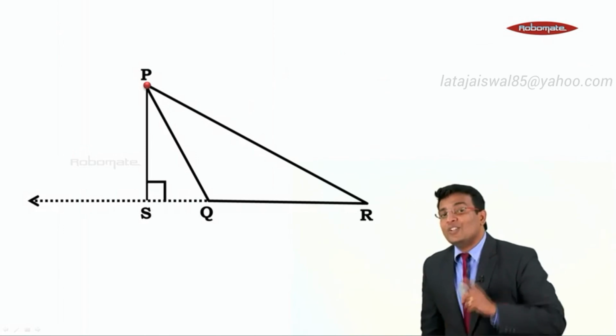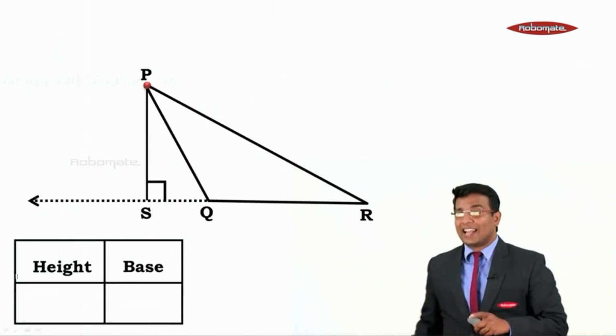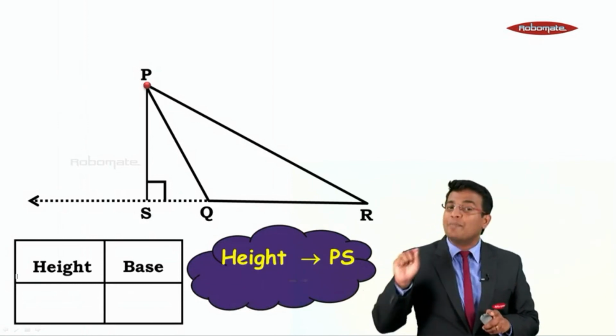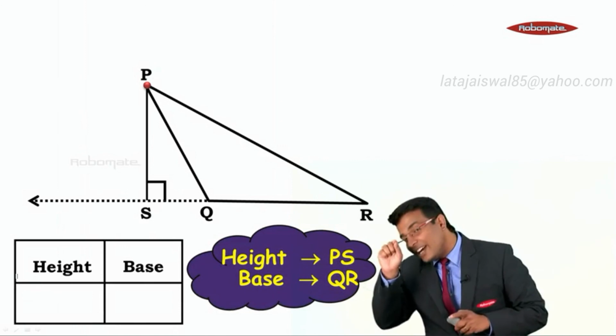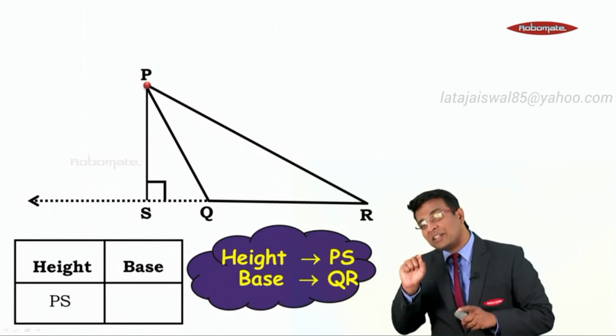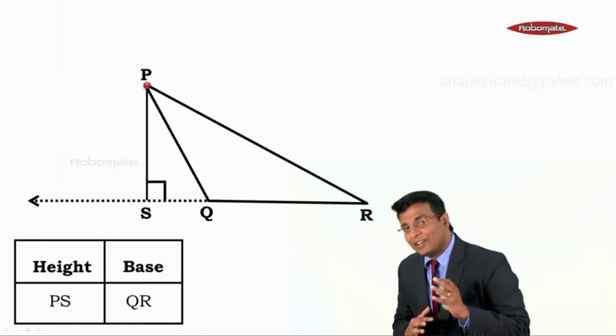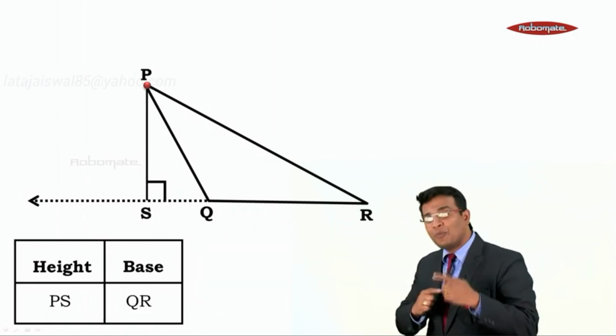Is this clear to everybody? So now in this case, we can say that the height will be PS and the base will be QR. So we write the height there as PS and we write the base as QR. So is the concept of base and height clear? This is very important for us to move further in the chapter.